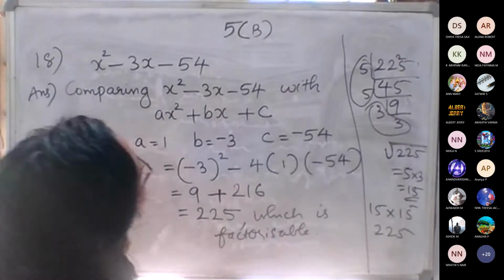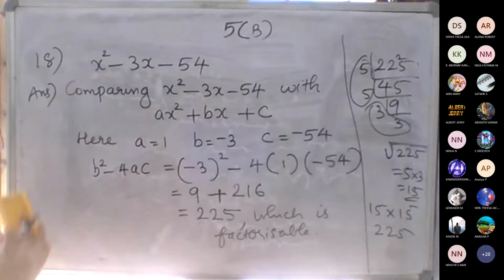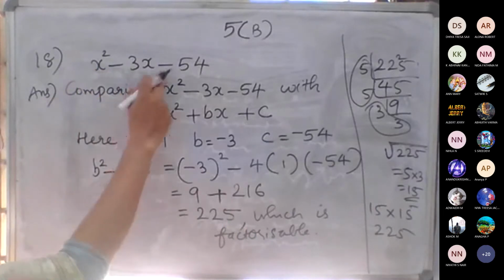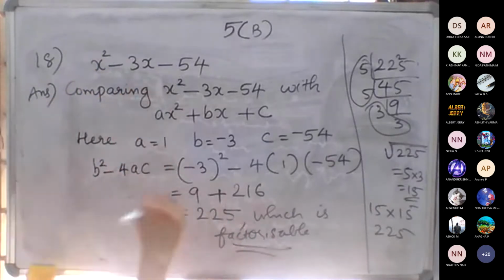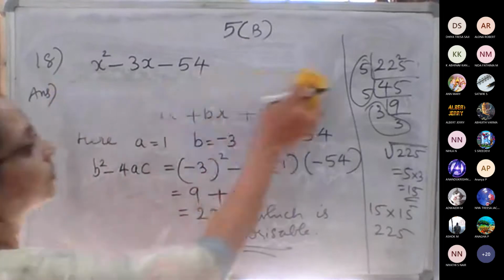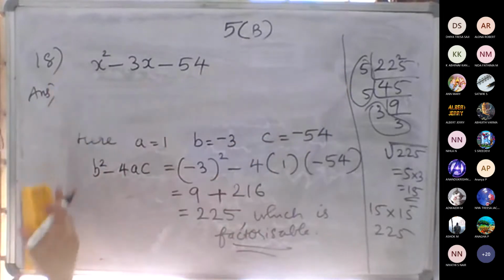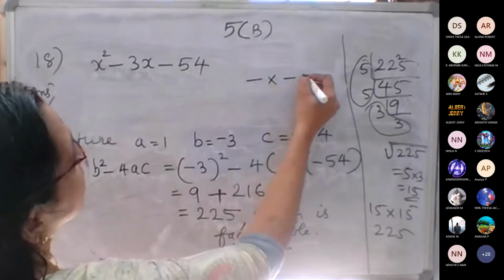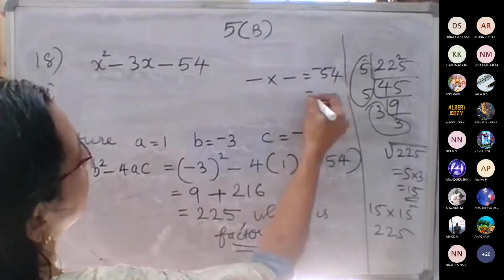Factorizable. Then start from the beginning itself. X square minus 3x. So it is factorizable, so we can factorize. So dash into dash is equal to negative 54 and negative 3.